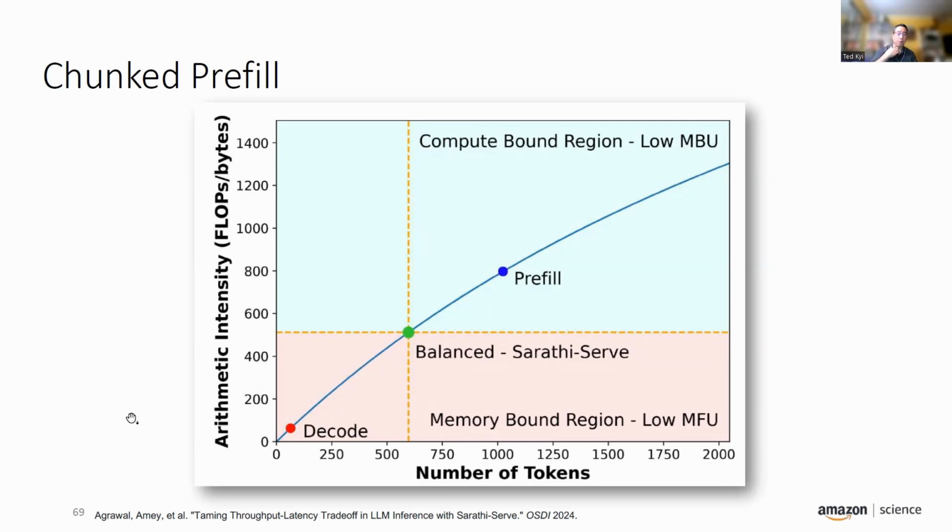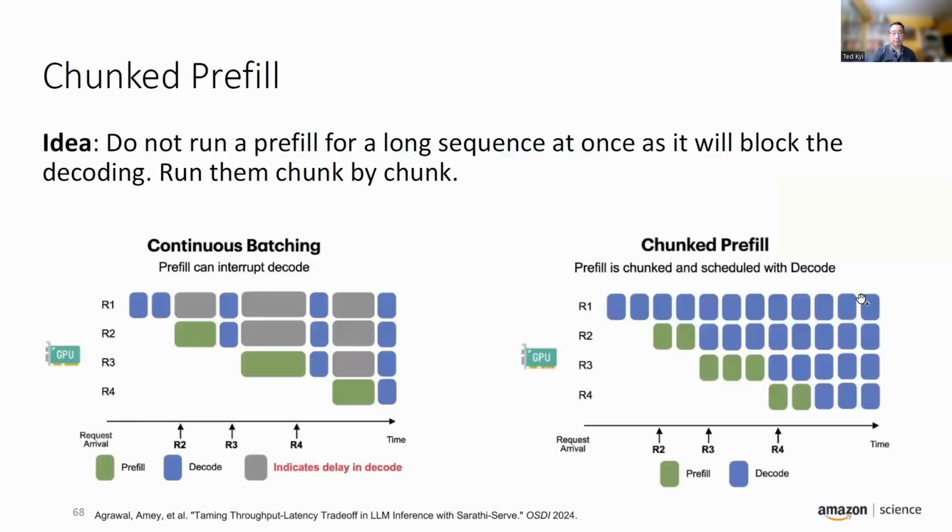So there's a few more details to Sarathi, but the main idea is that they figure out this clever balance between prefill and decoding in order to really make sure that we're maximizing our GPU.